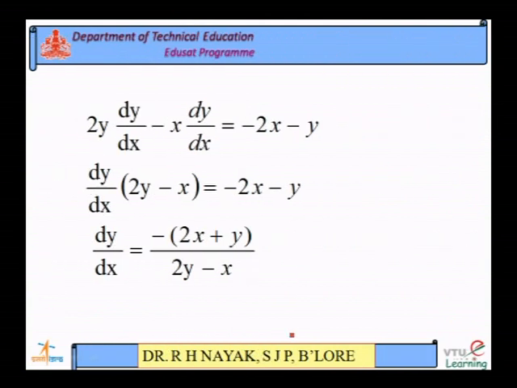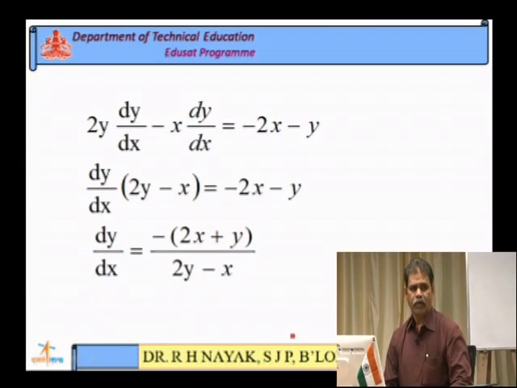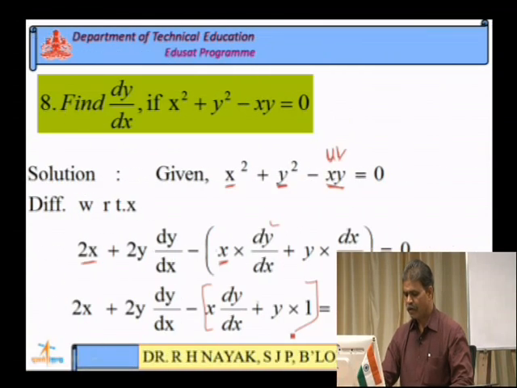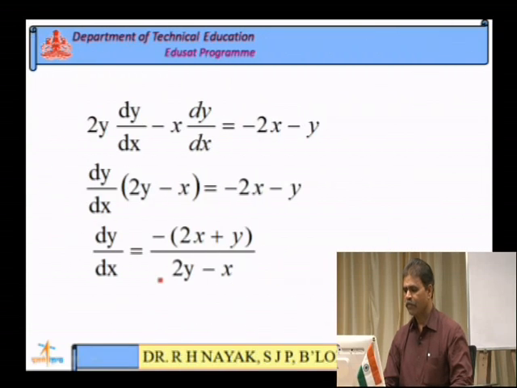Then you take all dy by dx terms to the left side: one is 2y dy by dx, next minus x dy by dx. On the other side we write minus 2x minus y. Take dy by dx common. So, in the dy by dx terms, you take dy by dx common. Therefore, (2y minus x) dy by dx is equal to minus 2x minus y.